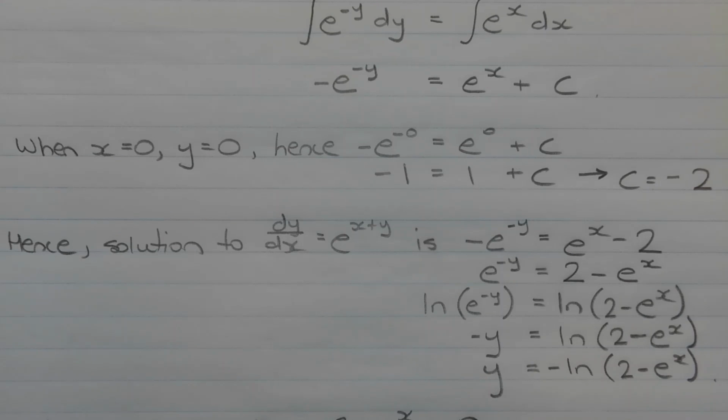But we want to make y the subject. Firstly, multiply both sides of the equation by negative 1 to eliminate this negative here. We have e to the power of negative y equals 2 minus e to the power of x. Taking the natural logarithm of both sides, we have ln of e to the power of negative y equals ln of 2 minus e to the power of x. And ln of e to the power of negative y is negative y, and that's equal to ln of 2 minus e to the power of x. And multiplying both sides of the equation by negative 1 to isolate y, we get y equals negative ln of 2 minus e to the power of x.